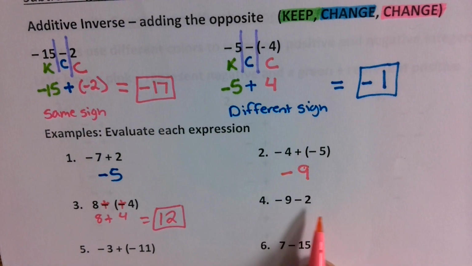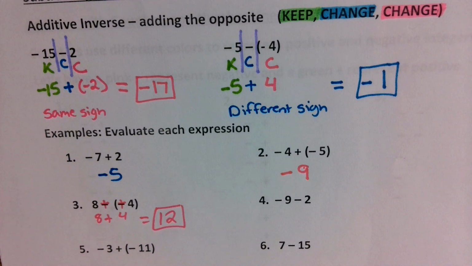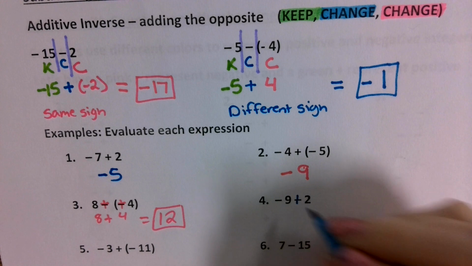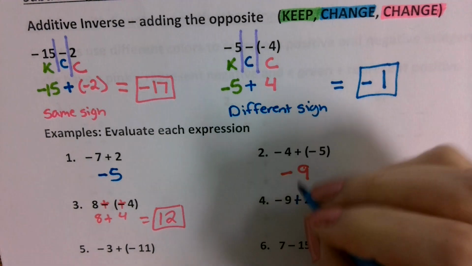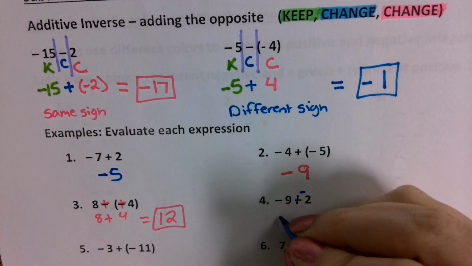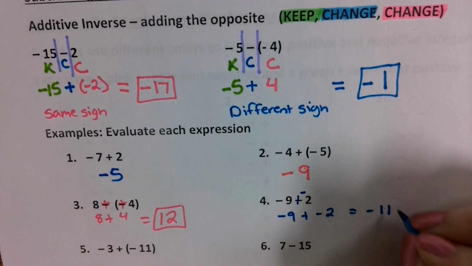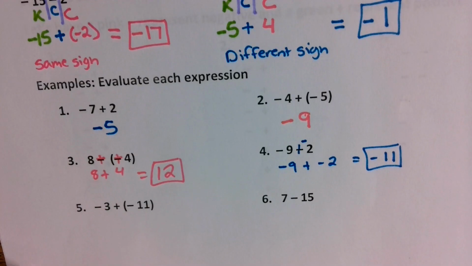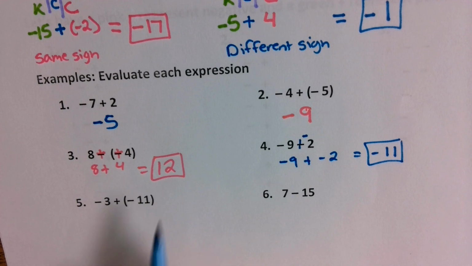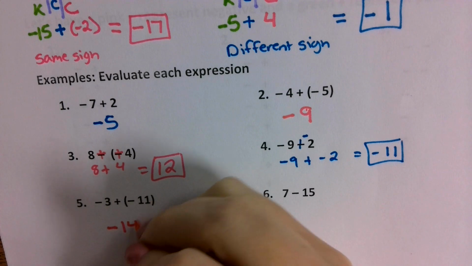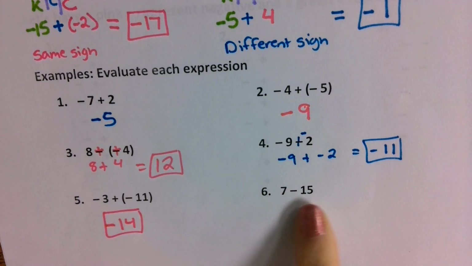Okay, then we have -9 minus 2. What is that going to be? -11. Again, you're going to change this to a plus sign, and then change this to the opposite. So it's really -9 plus -2. That gives you -11. Okay, then we have -3 plus -11. That is -14. Good.